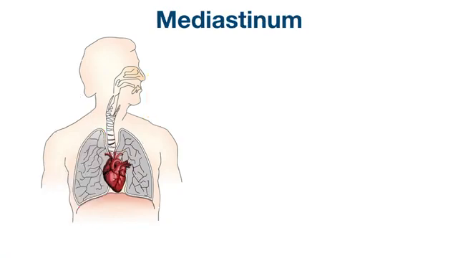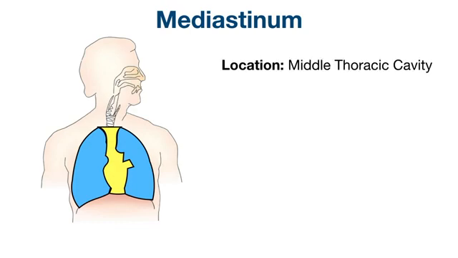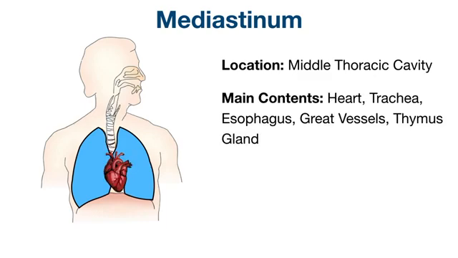So now we know the right and left pleural cavities and lungs make up part of the thoracic cavity, as we can see highlighted in blue. But now we have this middle area of the thoracic cavity highlighted in yellow that we need to talk about. This is called the mediastinum, and it makes up the middle portion of the thoracic cavity. You can remember the M in middle and mediastinum to help you remember this. The main contents of the mediastinum include the heart, trachea, esophagus, great vessels, and thymus gland.